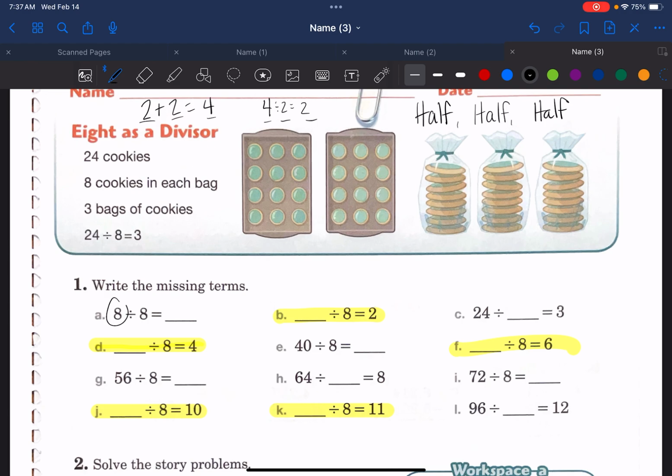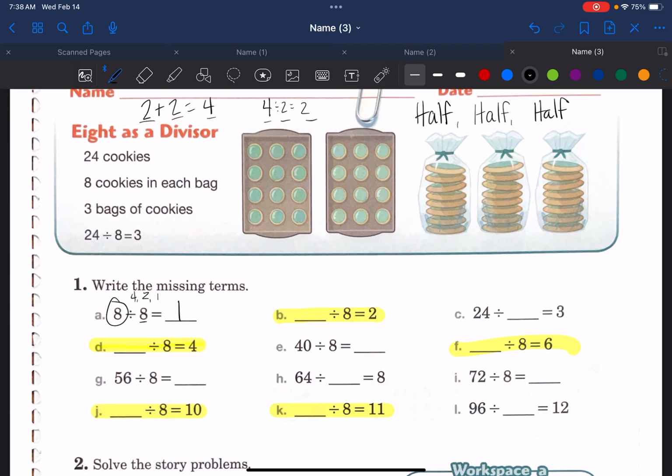So this is our big number. So that's the number I'm going to take in half. Now this one it didn't matter because it was divided by 8 and it has 8. So any time that we're dividing by 8, that's what we're going to do. So half of 8 is 4. Then half of 4 is 2. Then half of 2 is 1. So therefore, 8 divided by 8 is 1. So I should have 3 numbers, and the last number would be my answer.